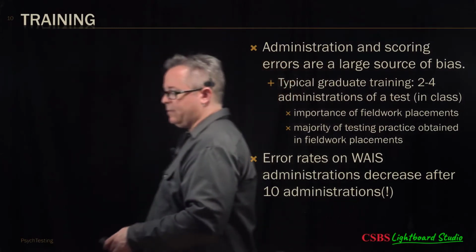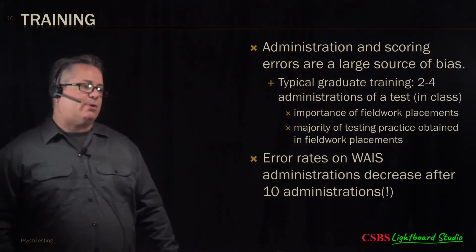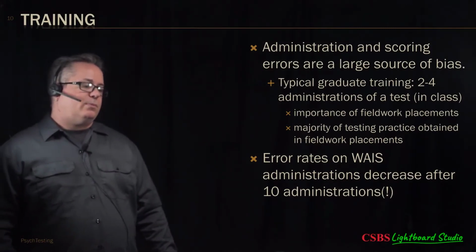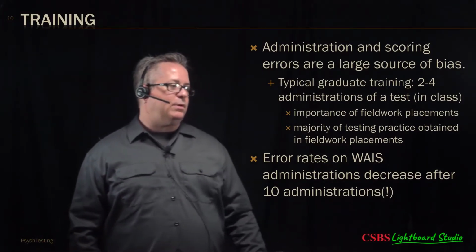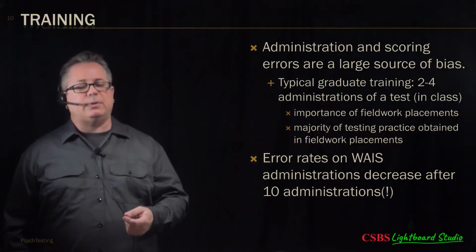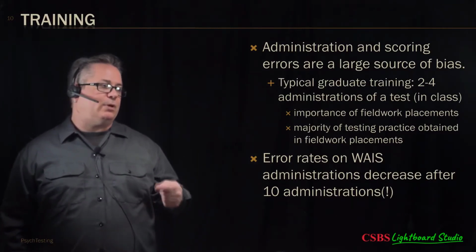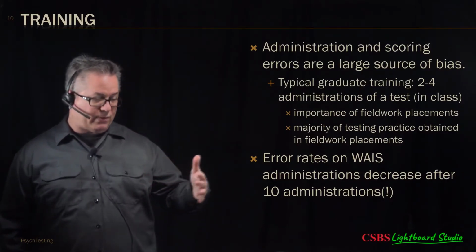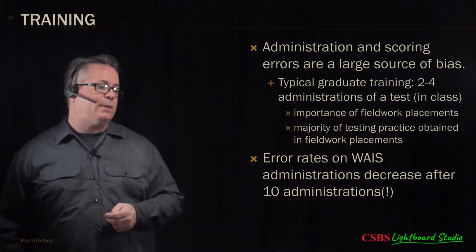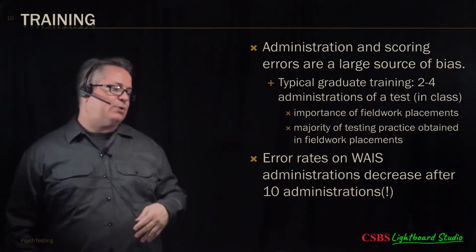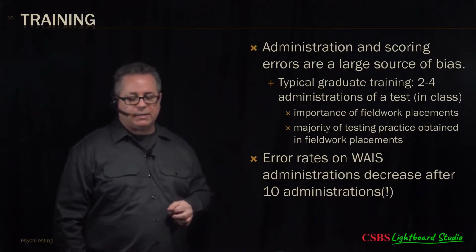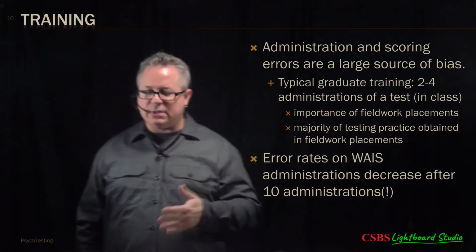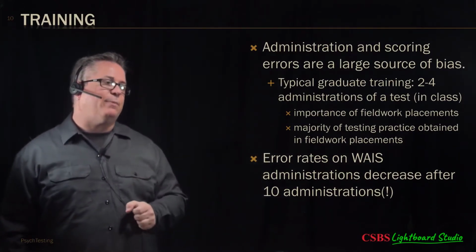Training is of vast importance. Not just training, but also retraining. There's a thing called drift: even when you've been trained to do something, after a certain period of time of doing it, you need to be retrained so you can come back to where you're supposed to be, because people tend to drift and start to score a little differently over time. So administration and scoring errors are a large source of bias. And again, this is probably not something you think about, especially in the era of computerized testing.